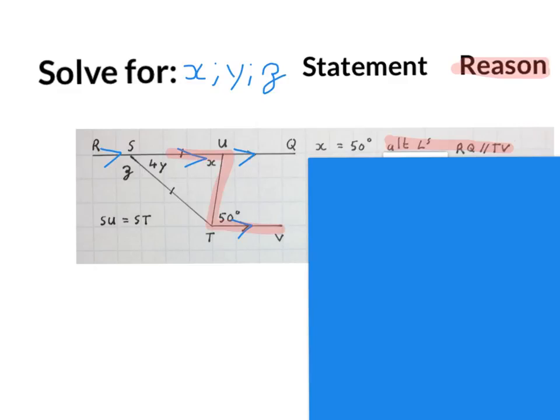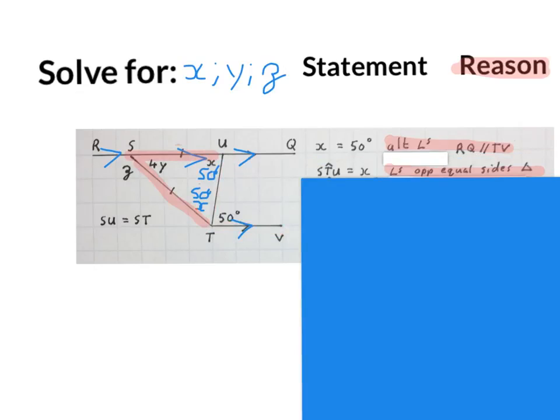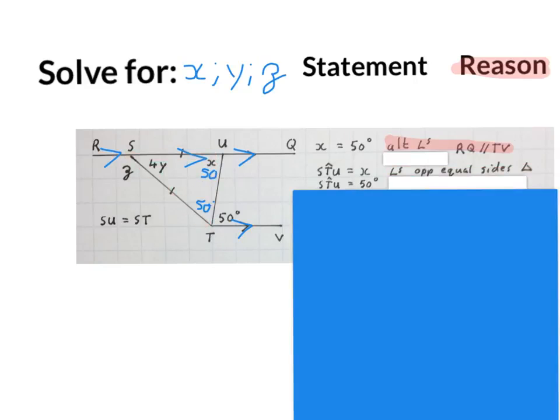Now one way of answering the question is you can write x equals 50 degrees. Alternate angles, RQ parallel to TV. Because these two lines are parallel, the alternate angles will be equal. Next we could write angle STU is also equal to x, angles opposite equal sides of a triangle. So that angle at the bottom there is also x because those two sides are equal of that triangle. That means STU will equal 50 degrees, like that 50 degrees over there, because they are angles opposite equal sides of a triangle.